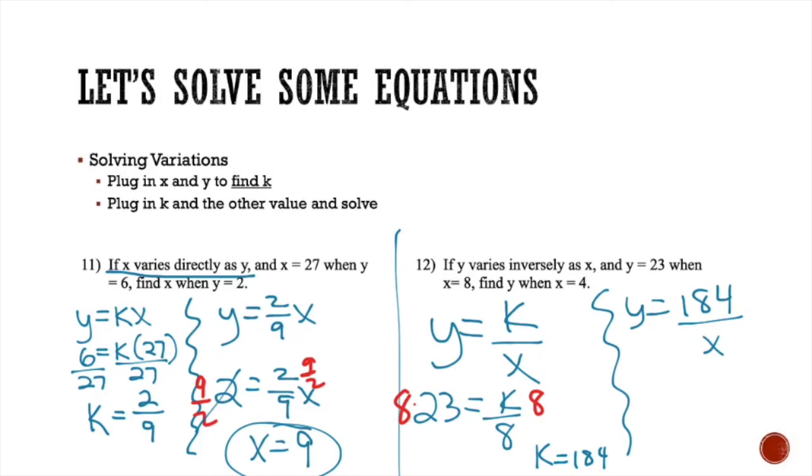The goal here is to find y when x is 4. So what do I do now? Plug in a 4 for x. So y equals 184 over 4. Y equals how much? 46. I heard 46. Yep.